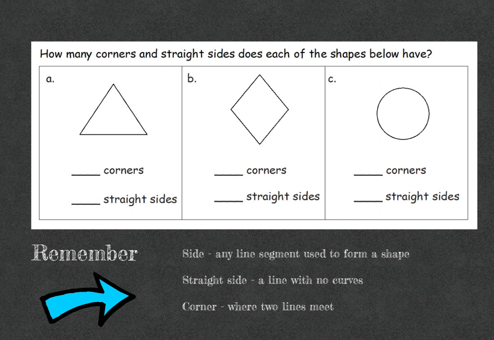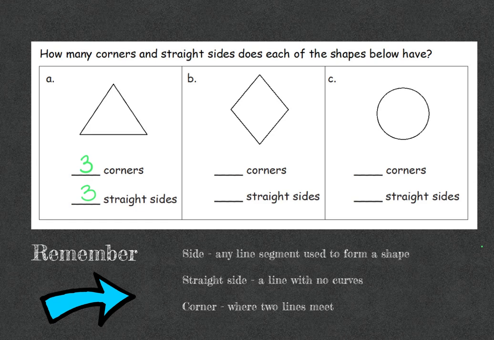Starting with A, we can see that we have a triangle. Let's count the corners where the two lines meet. 1, 2, 3. We have 3 corners. Now let's count the straight sides. 1, 2, 3. There are also 3 straight sides.